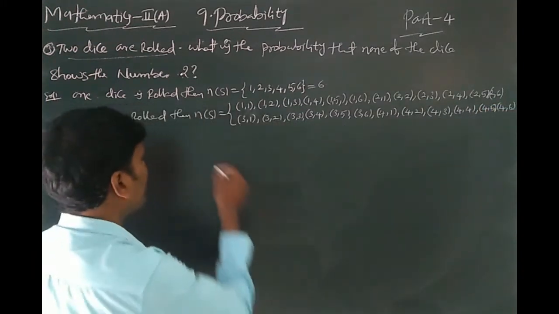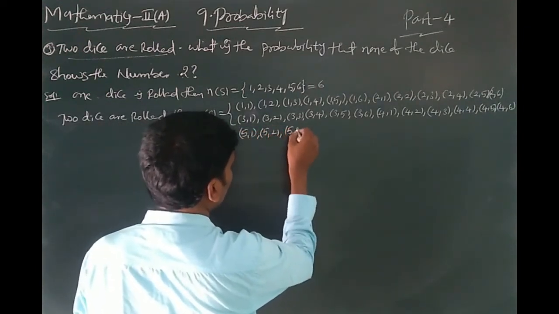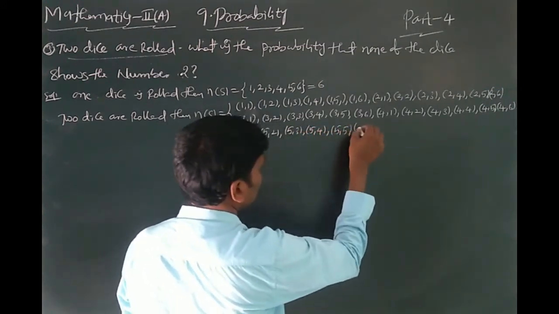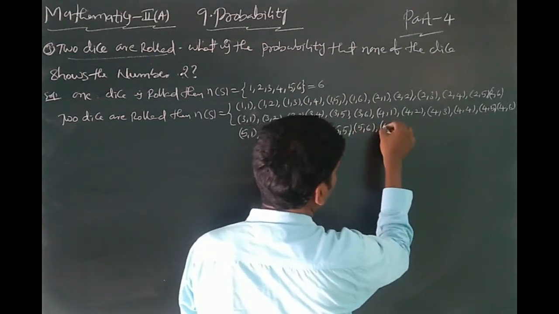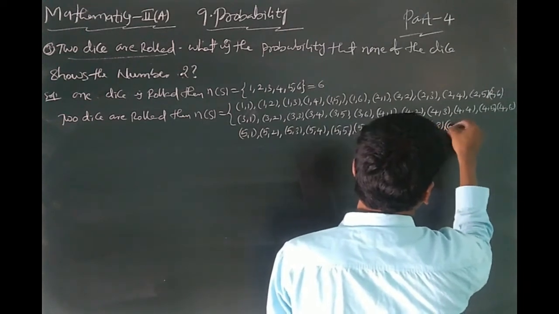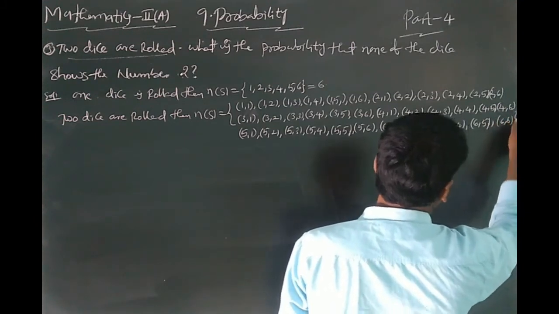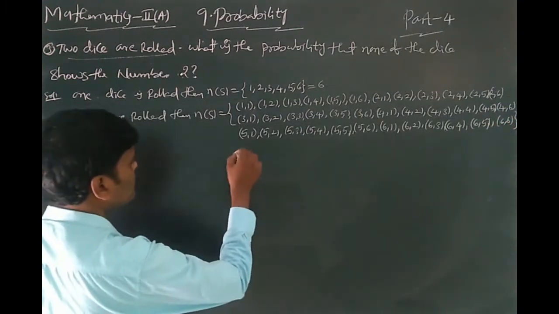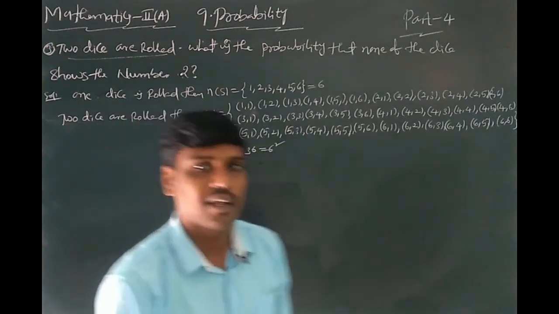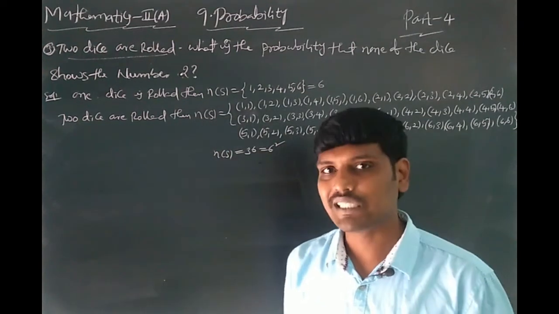Next, (5,1), (5,2), (5,3), (5,4), (5,5) and (5,5). Similarly, (6,1), (6,2), (6,3), (6,4), (6,5) and (6,6). Total how many outcomes? Total 36 outcomes, nothing but 6 squared. Suppose 3 dice are rolled, 6 cubed, 216 outcomes.